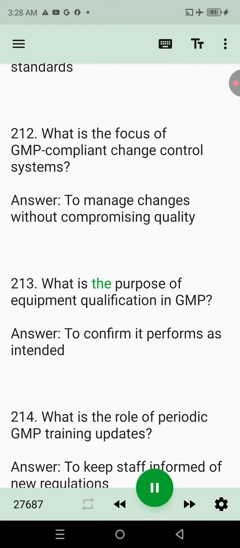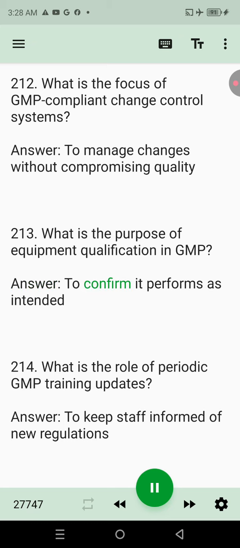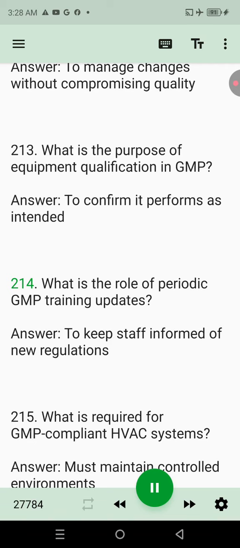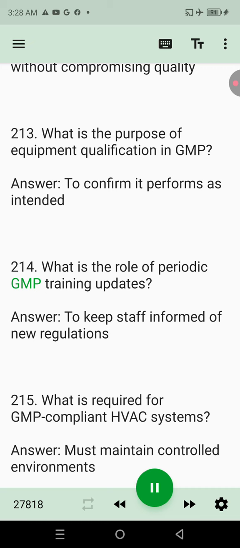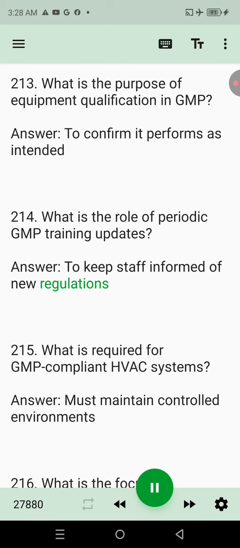213. What is the purpose of equipment qualification in GMP? Answer: to confirm it performs as intended. 214. What is the role of periodic GMP training updates? Answer: to keep staff informed of new regulations.